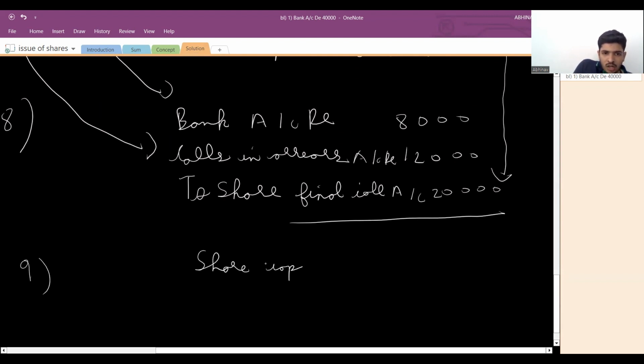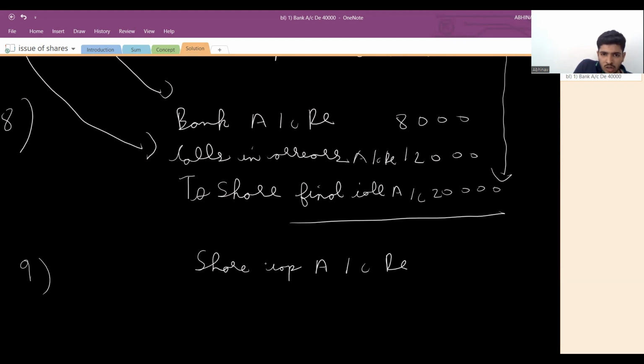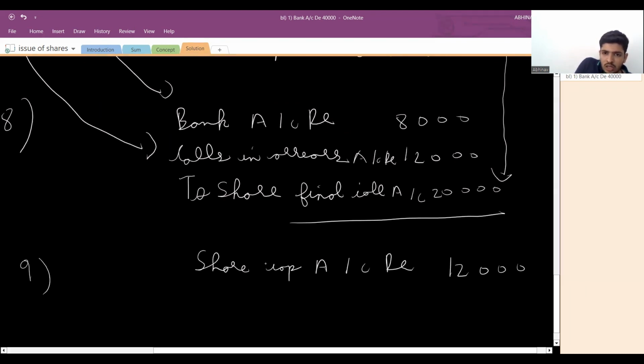Share capital account debited 1,20,000. In the bracket, you write 12,000 into 10, the total amount, total claim of X in the business. Because this is the total claim he had over the business. Whenever I say total claim, that means this entire amount was called. Keep this word "called" in mind. It'll be explained as and when we do the future concepts.